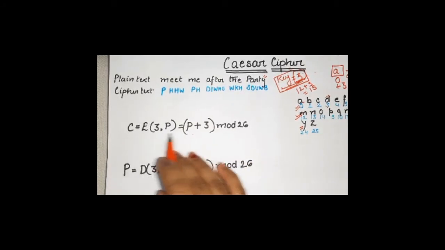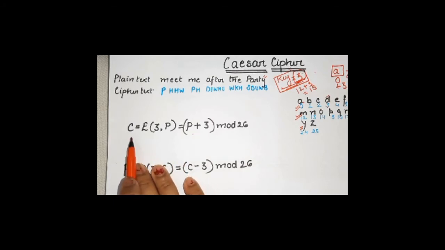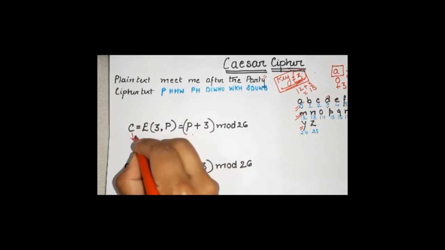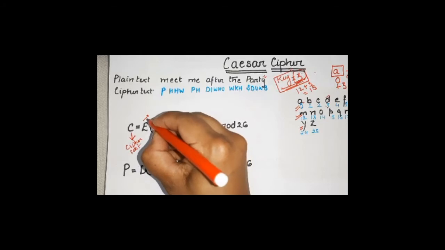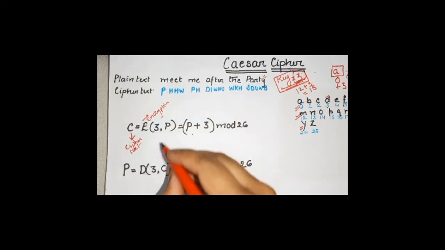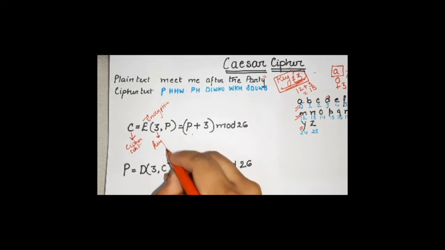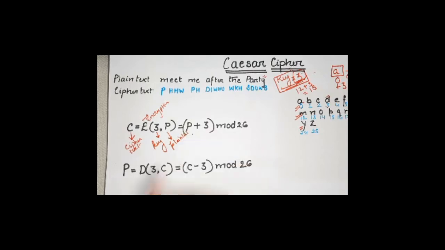First, let me illustrate this formula. This is the formula for converting the plain text into ciphertext. C here represents the ciphertext. E here represents encryption. It says encryption is being done. 3 represents the key value, and P represents the plain text. So, this is the standardized way of representing how you convert plain text into ciphertext.